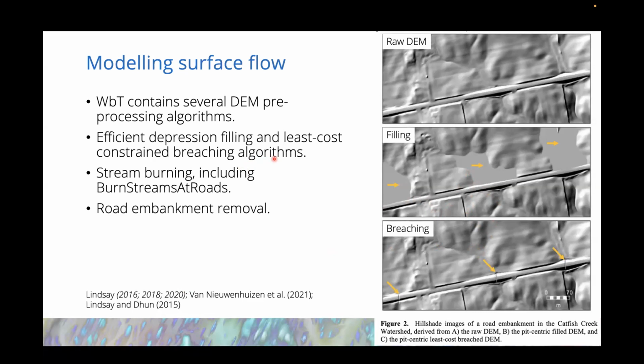Stream burning, including, again, not just standard stream burning, but some more sophisticated algorithms. For example, there's a tool in there called Burn Streams at Roads. Again, I try to choose names that say exactly what it does. This is a tool that will deal with the issue of road embankments in fine resolution DEMs, where it finds the intersection between roads and streams in terms of the stream vector, and then it will burn upstream and downstream of that road embankment and cut through it in a more efficient way. We also have algorithms to actually remove road embankments from fine resolution DEMs.